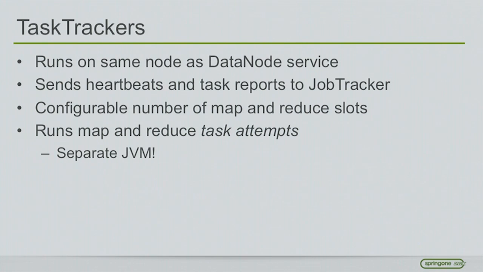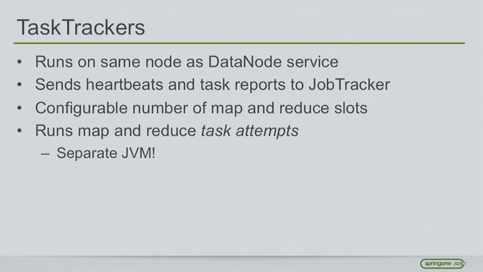Task trackers also send heartbeats and task reports to the job tracker. And it runs map and reduce task attempts there. It runs all these in a separate JVM from the actual task tracker, so if something catastrophic happens, it won't take down the task tracker along with it, just that specific JVM. Yes?